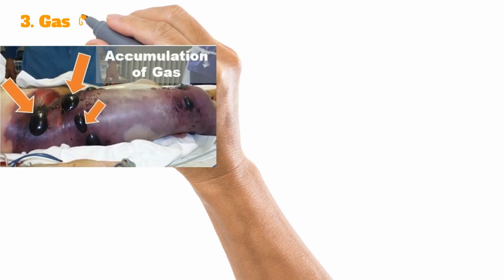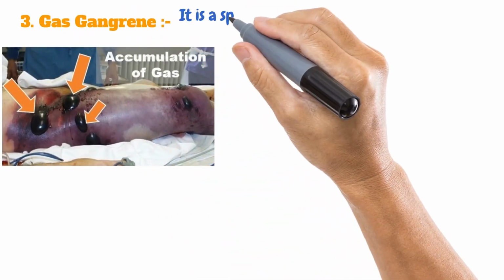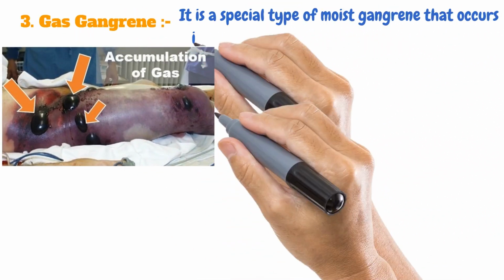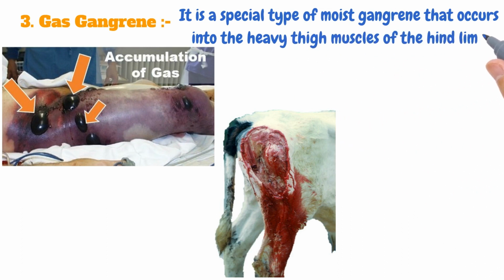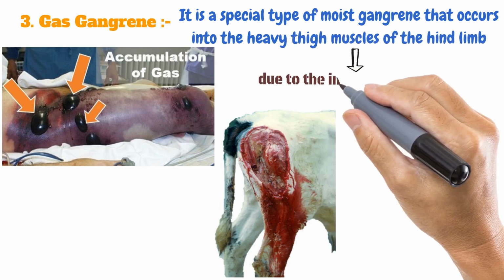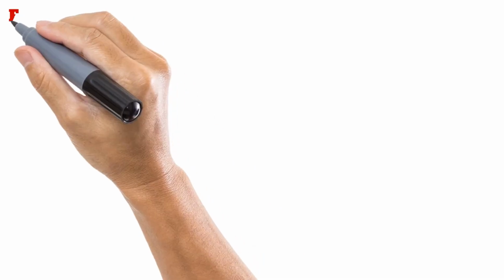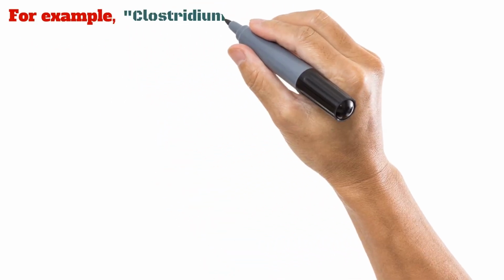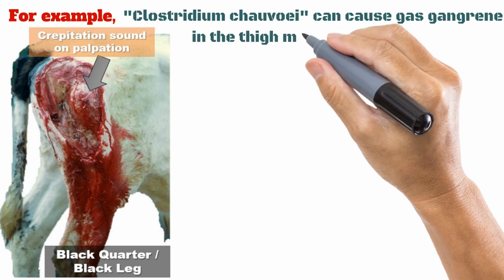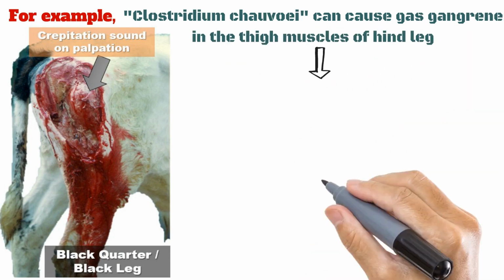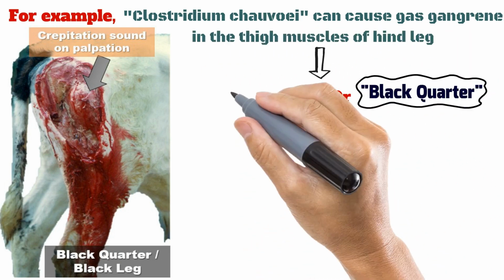The third one is gas gangrene. It is a special type of moist gangrene that occurs in the heavy thigh muscle of the hind limb due to the invasion of tissue by species of Clostridium organisms. For example, Clostridium chauvoei can cause gas gangrene in the thigh muscles of the hind leg, and this disease is known as blackwater or black leg.